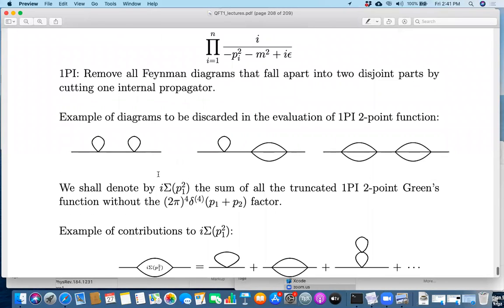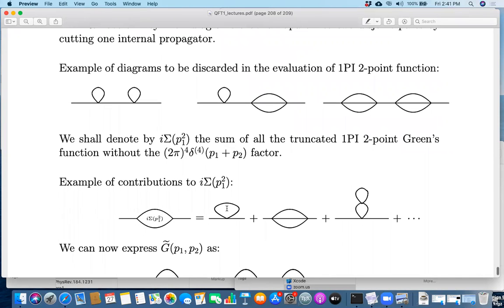So we'll define this quantity i sigma of p1 squared. This means sigma is a function of p1 squared, a function of this argument. This will be defined to be the sum of all truncated 1PI 2-point Green's functions without the momentum conserving delta function factor. That's the definition. So here are the examples of contribution. This I've already said.